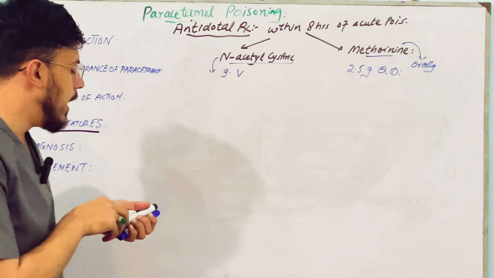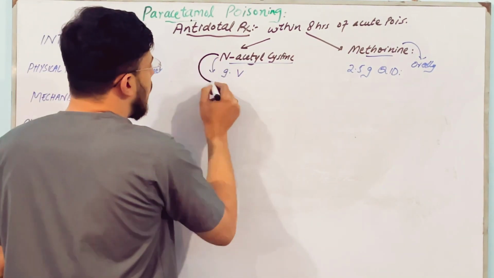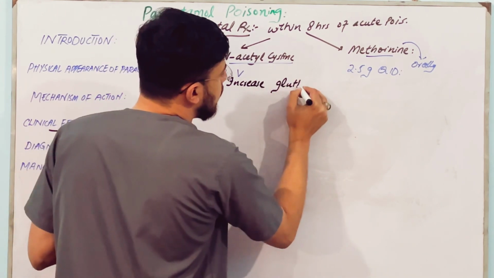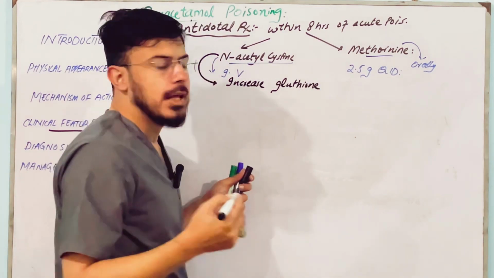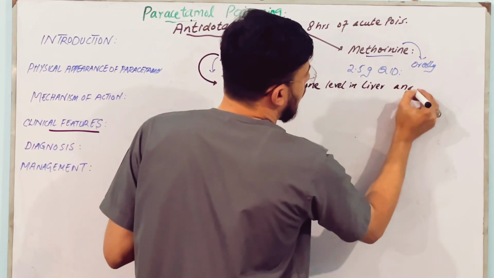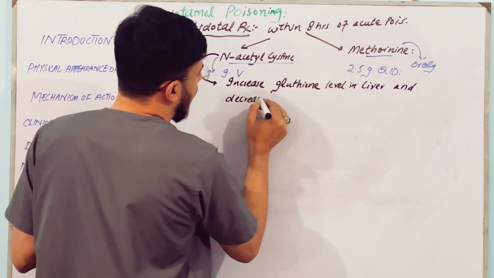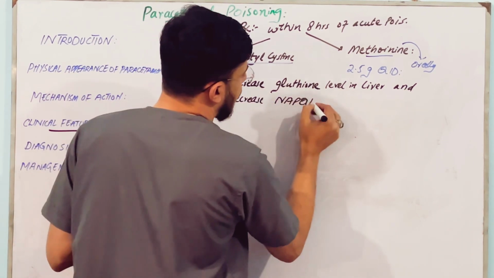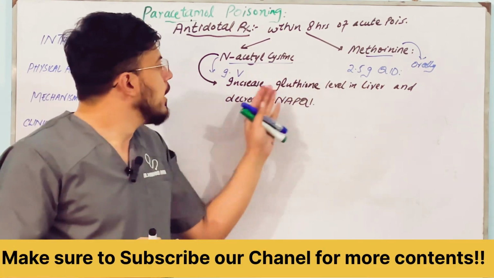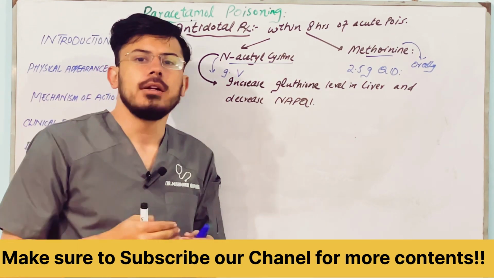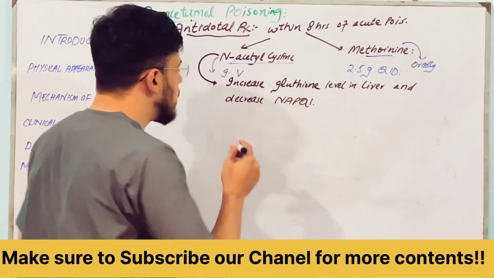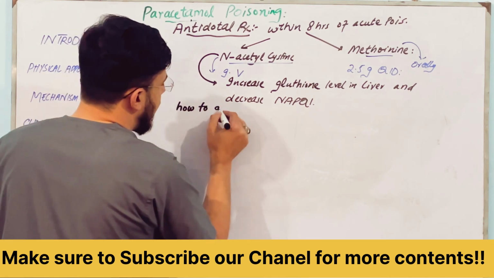And the most important thing is that N-acetylcysteine increases the glutathione level in the liver and decreases the NAPQI, and thus it prevents hepatic necrosis. So how do we give N-acetylcysteine?